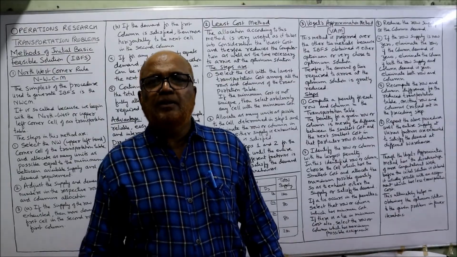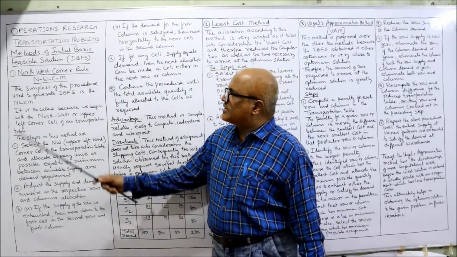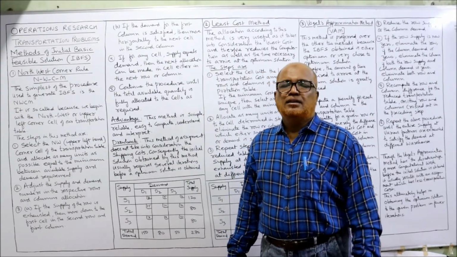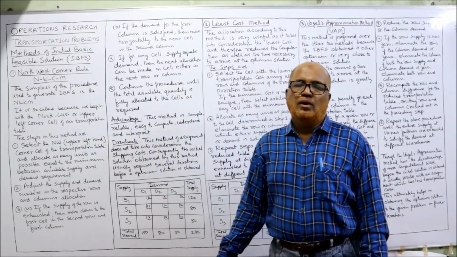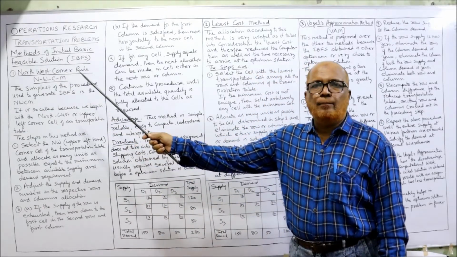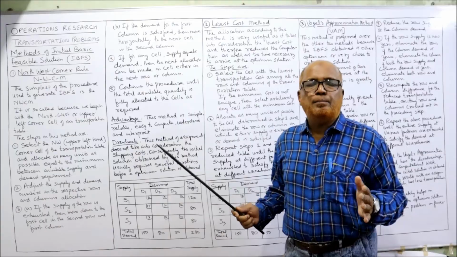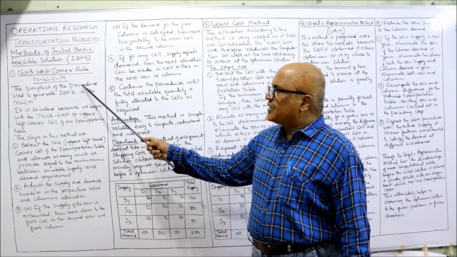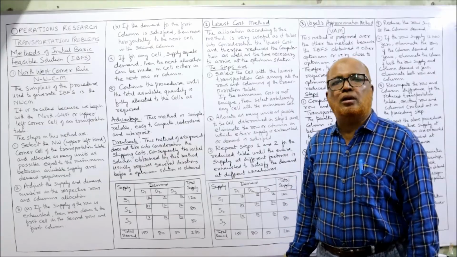Now, the first stage is Initial Basic Feasible Solution, IBFS. Three methods are there for finding the IBFS. The first method is called the Northwest Corner Rule or Northwest Corner Method, right? This is the first method. It's the very simplest method of finding the IBFS. So the simplest procedure used to generate an IBFS is the Northwest Corner Rule.